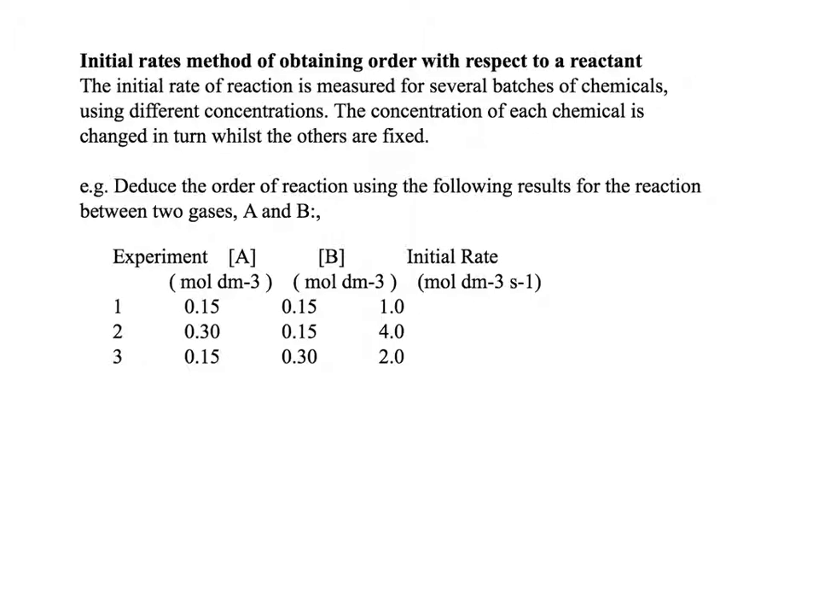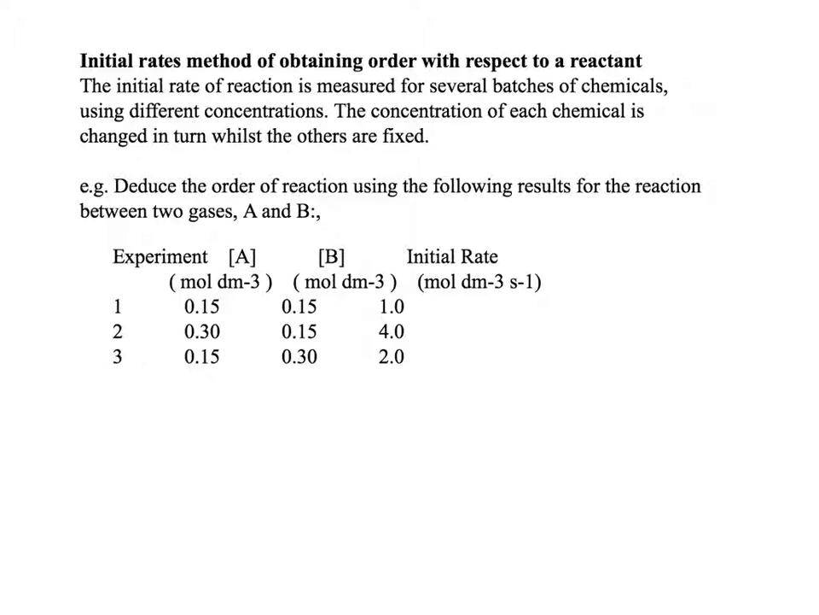So for this example, we've done 3 experiments. Experiment 1, we had concentration of 0.15 for A, 0.15 for B, and we found an initial rate of 1 mole per decimeter cubed per second. And we then changed the concentration of A in experiment 2, and then we changed the concentration of B in experiment 3. And obviously each time the rate changed. So how will this tell us the order of reaction?